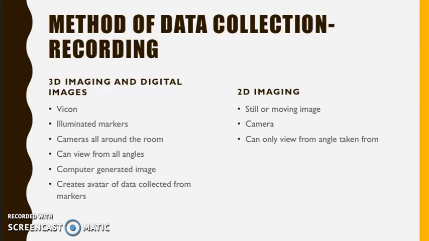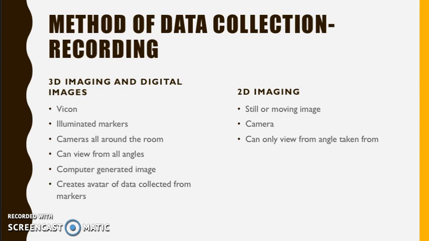Method of data collection: recording. Data can be recorded through 3D imaging, an example of which is Vicon images, where illuminated markers are attached to an object or body, and cameras all around the room create a 3D image which can be spun and viewed from all angles as it's three-dimensional. The image is generated by a computer and creates a digital image, like an avatar on screen.